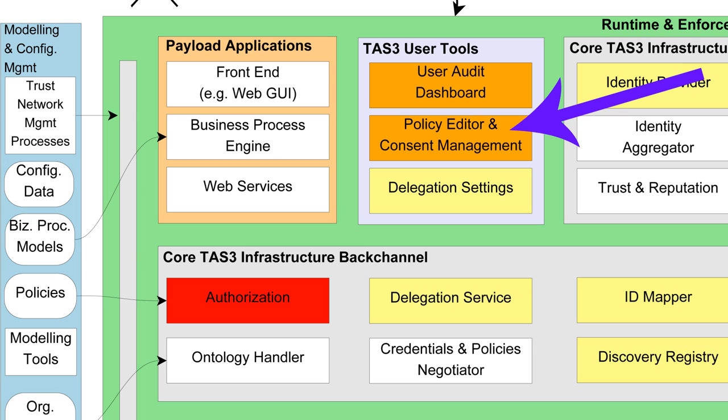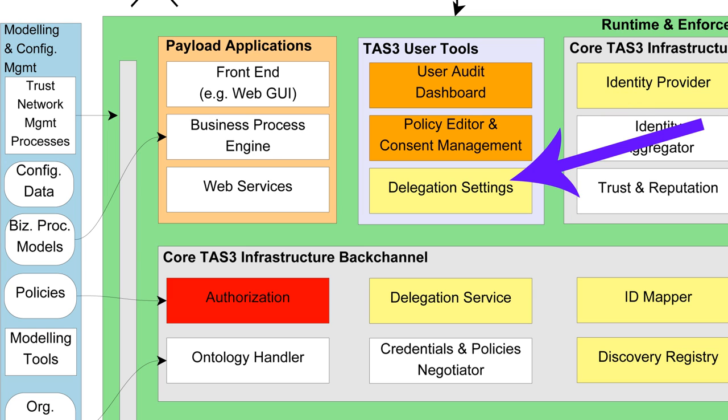And another important feature of TAS³ is delegation. So the user is able to delegate access to his resources to some other person. It could be that your mother delegates to you so that you can help her, or maybe you organize so that your children's rights are delegated to you as a parent so that you can take care of things. Or it could be a professional context where effectively it's a power of attorney type thing.